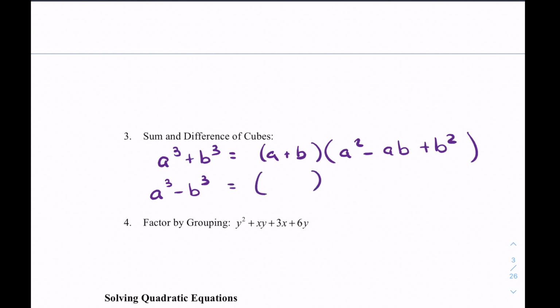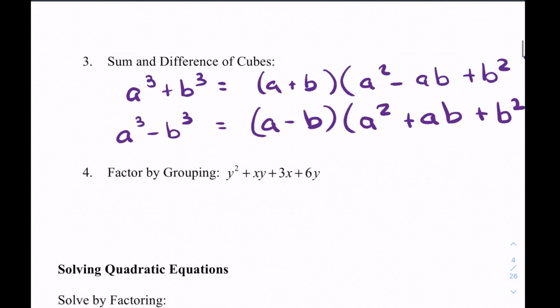Likewise, if we have the difference, first write it without the cube. So the subtraction sign stays. Square the first term, a squared. Opposite sign, so instead of a minus, we have a plus. Product of the two, add the square.